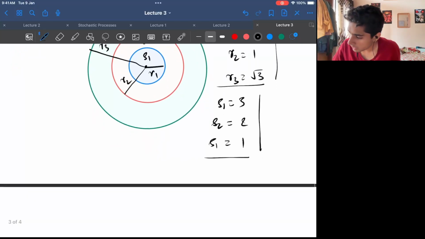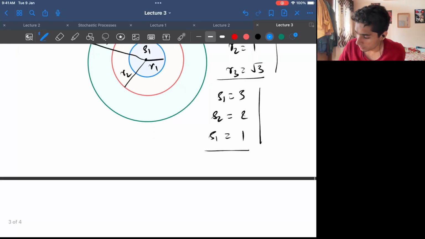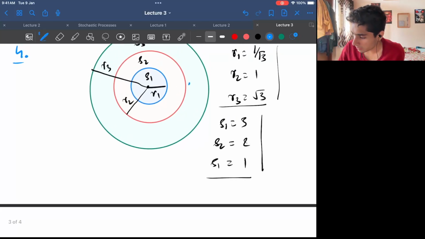Now, if you are hitting a dart at random, let me pick some point. Let's say you hit the point which is at some distance r. Okay.